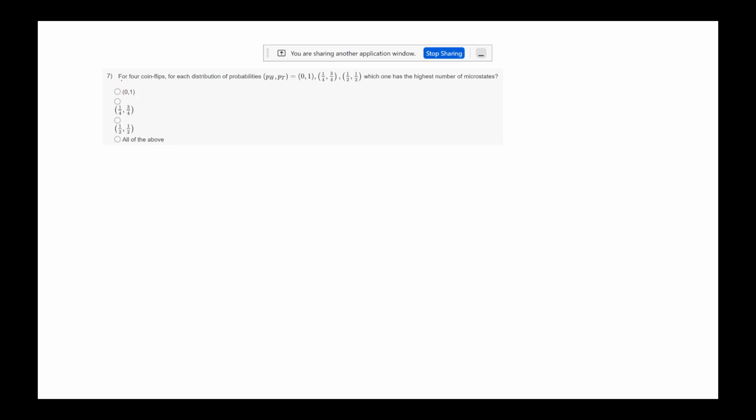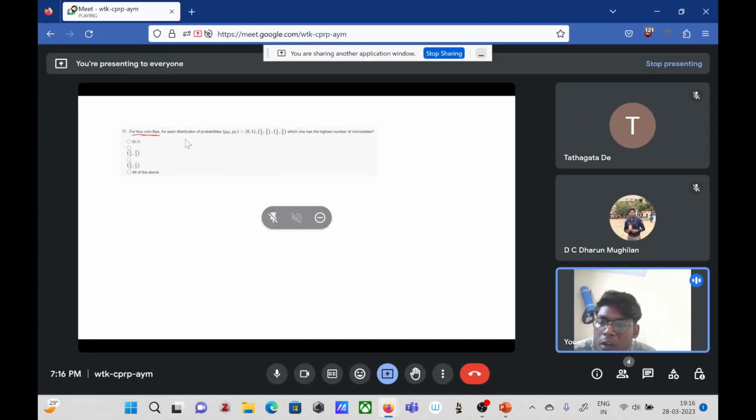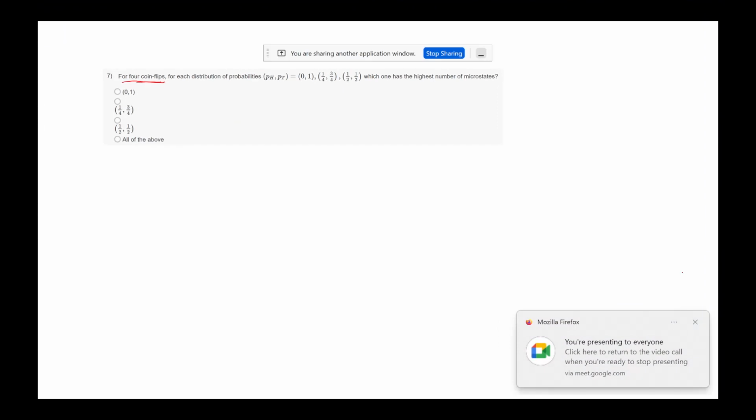This problem says: for 4 coin flips, for each distribution of probabilities, PH and PT are given as 0 and 1, 1 by 4 and 3 by 4, half and half. PH and PT mean the probability of getting heads and the probability of getting tails. Which one has the highest number of microstates? How will you do it?